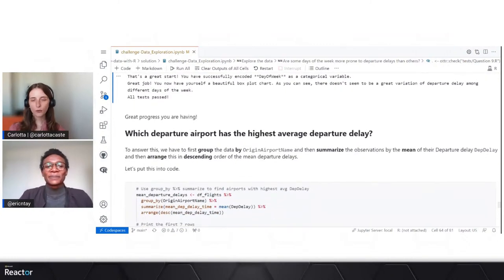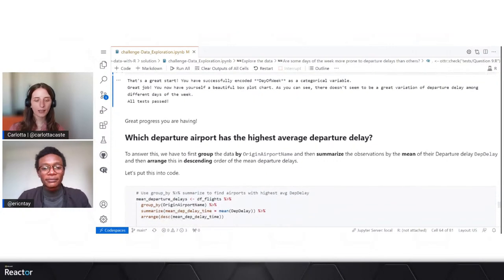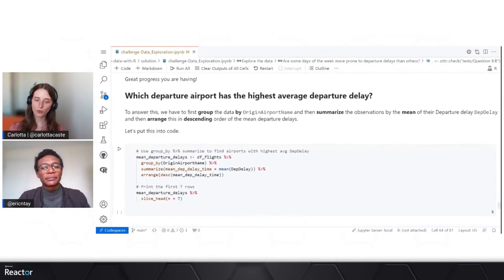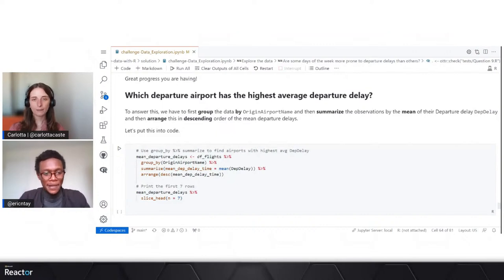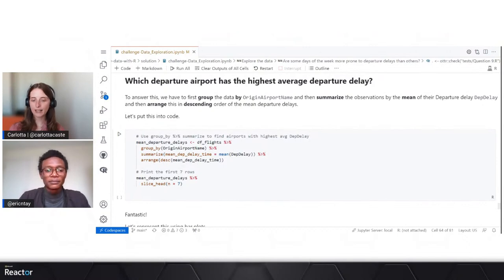Yeah, so wonderful. We just explored which days of the week are more prone to delays, right? So our next step of our exploration will be which airport is more prone to delay. So which airport has the highest average departure delay? And this time we are not going to plot the graph, because we want to get the top airport with the highest average. So do you mind going through the answer to this new question?